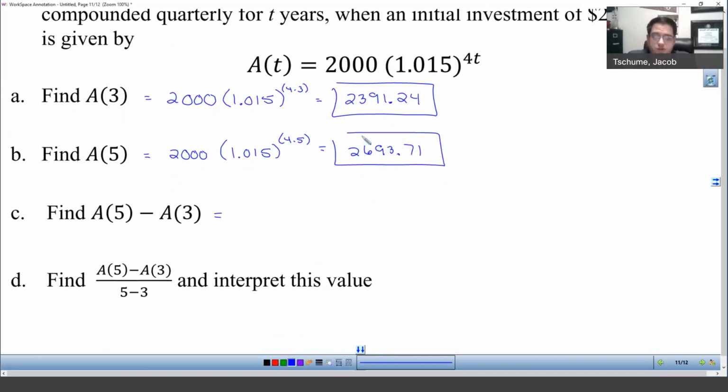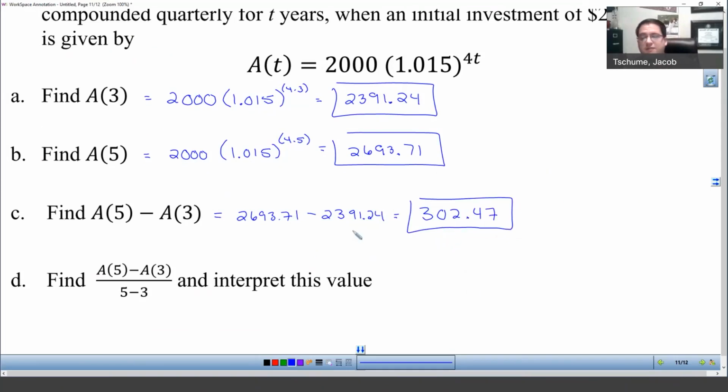So next thing you would do is subtract the two numbers. So 2693.71 minus 2391.24 will give us a difference of $302.47. So that's how much money you made over a 2-year span. But to get the average, you have to divide by the two years. So I would take the 302.47 divided by 2, and that will give you $151.24 if you do your rounding.